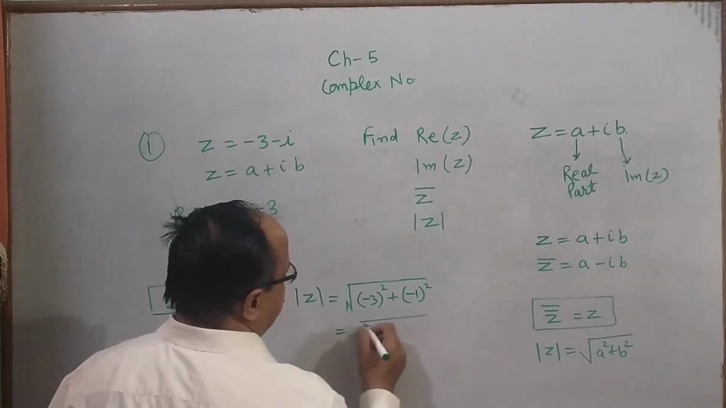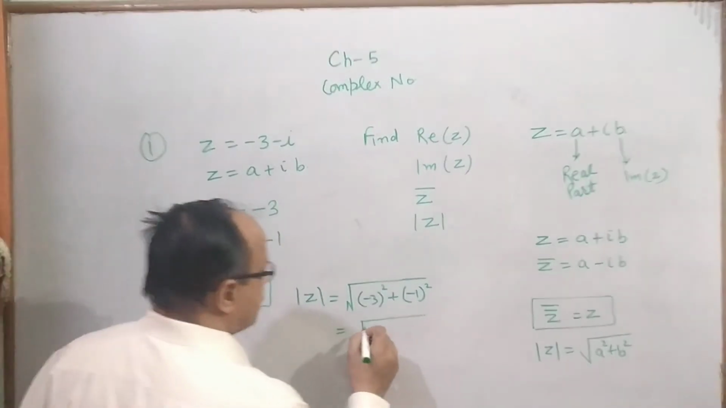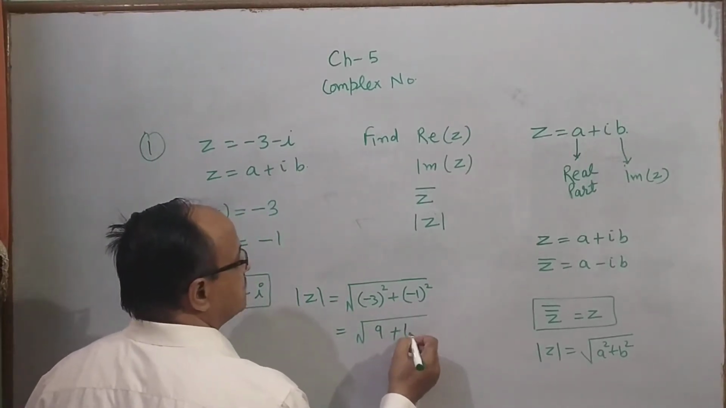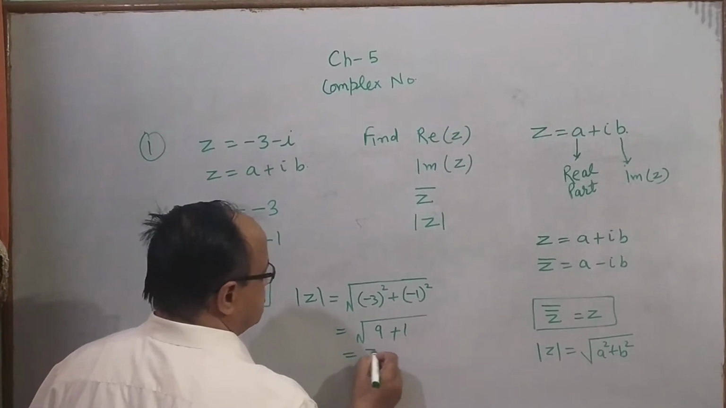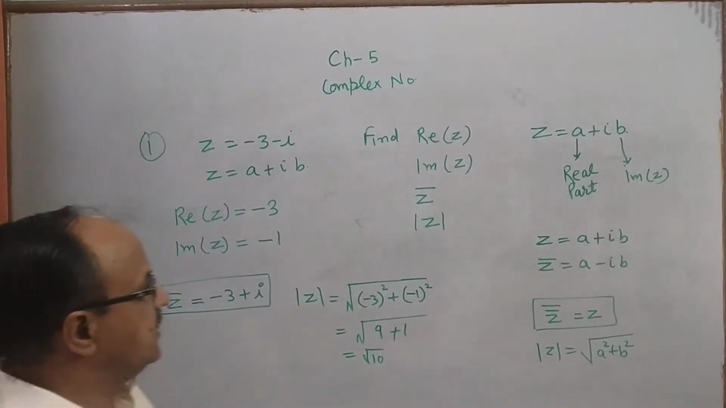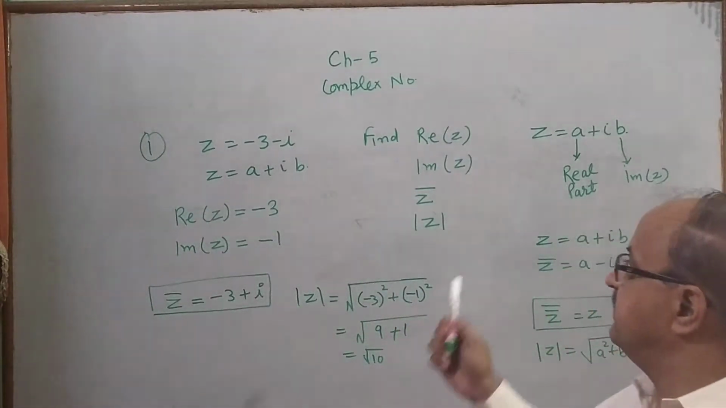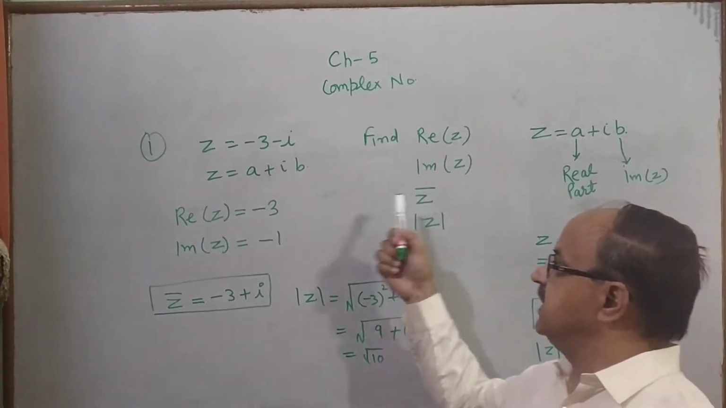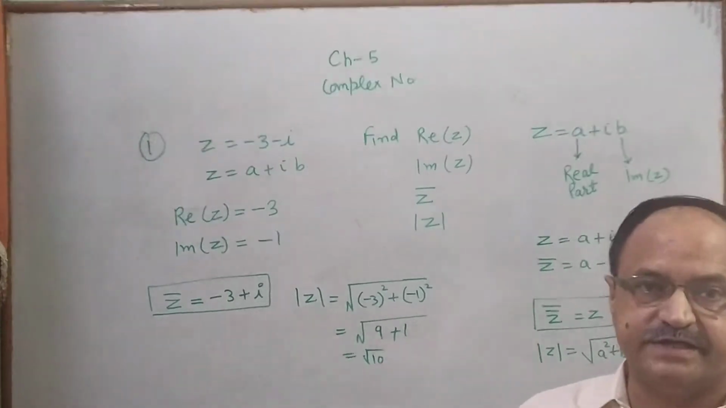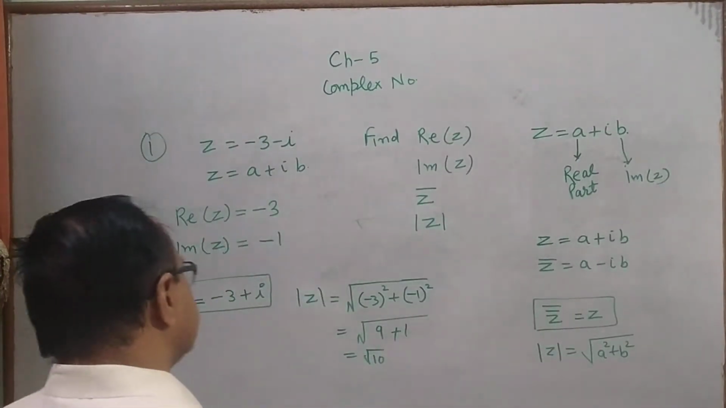When you simplify, minus 3 square is 9 plus this is 1, and the answer of this question is root 10. So by this procedure you can find the real part of Z, imaginary part of Z, Z conjugate and modulus of Z. Here you can solve the question like this.